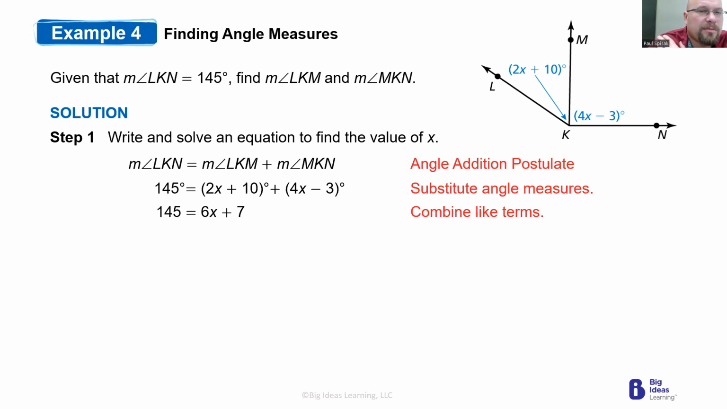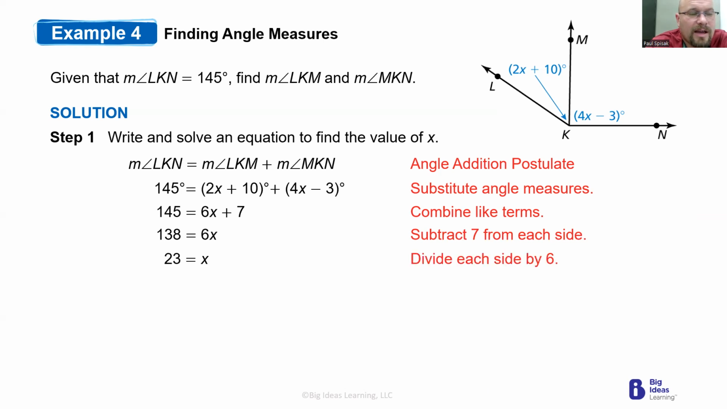Now, just like before with our segment addition, with angle addition, we are now solving. Once you have the equation set up, which is one of the harder parts, then we can go through the process of solving using some algebra. So we had our values plugged in. Now we can combine like terms. 2x and 4x gives us 6x. 10 and -3 gives us 7. We can bring the 7 over by subtracting it, and then we can divide by 6. So x is 23.